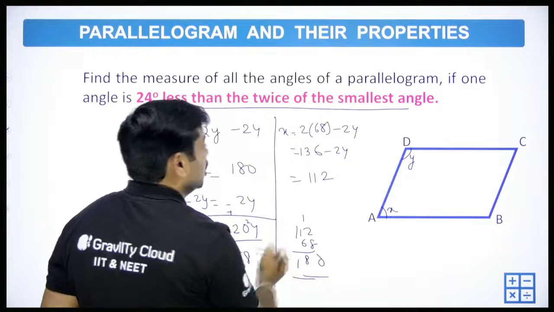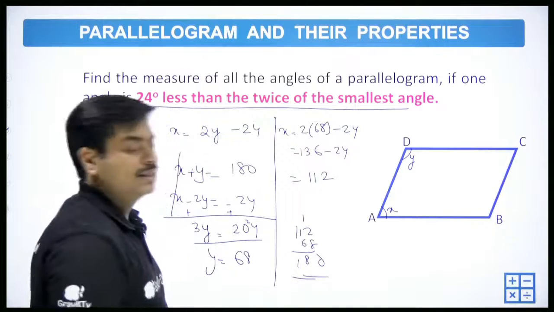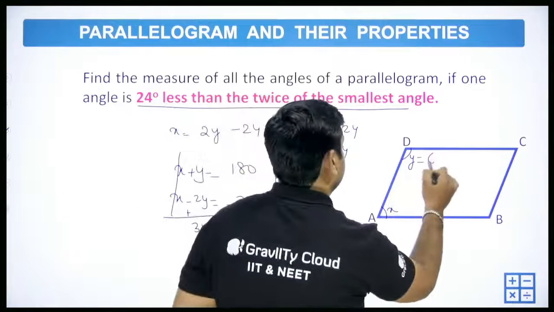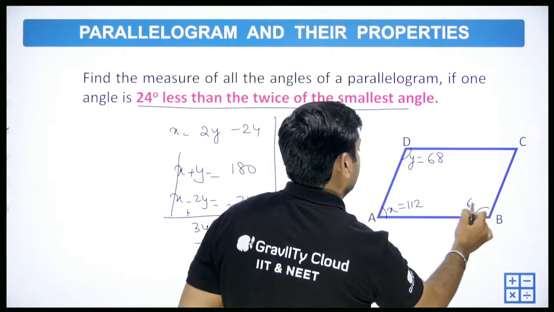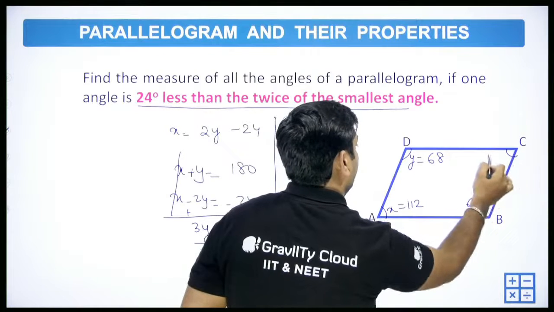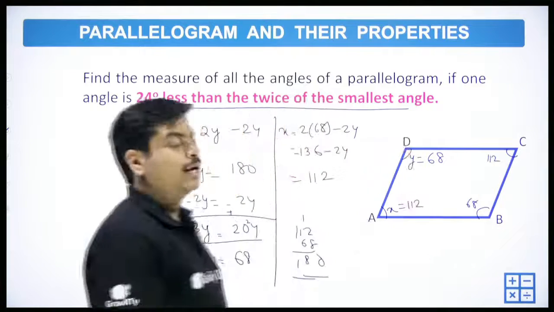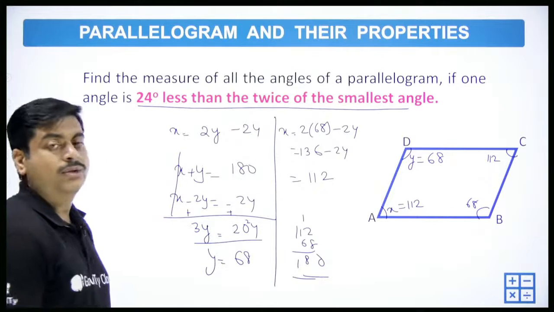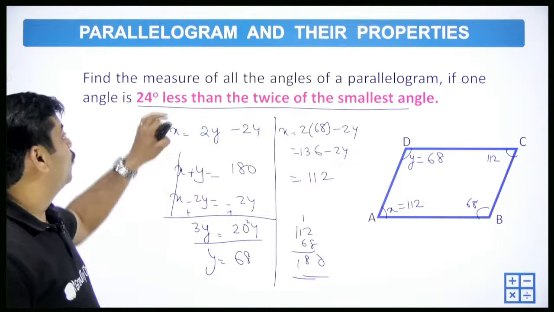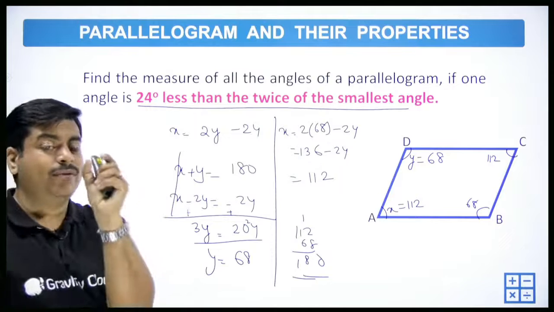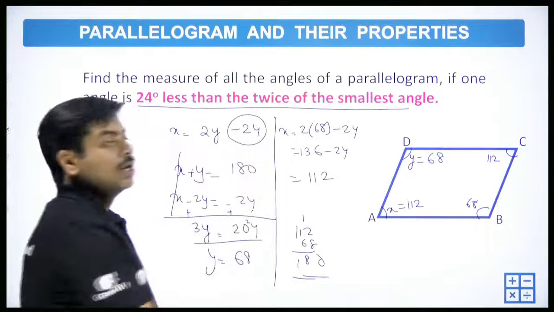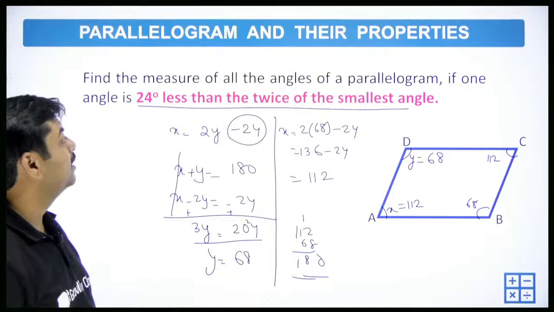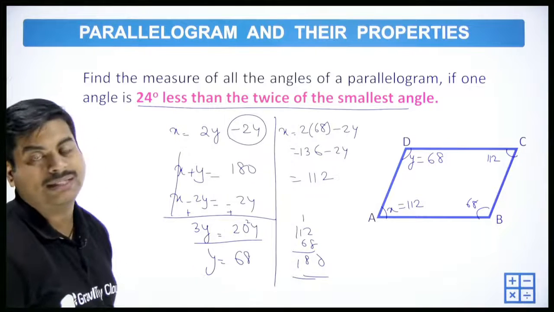That's exactly right. So if one angle y is 68, the remaining angles are very easy. This is 112, this is again 68, opposite angles are equal, and this is again 112. Right? So that is how you can bring all the values and relations here. Whenever you see the word less, you need to subtract. 24 degrees less means you need to subtract 24 from twice the smallest angle.